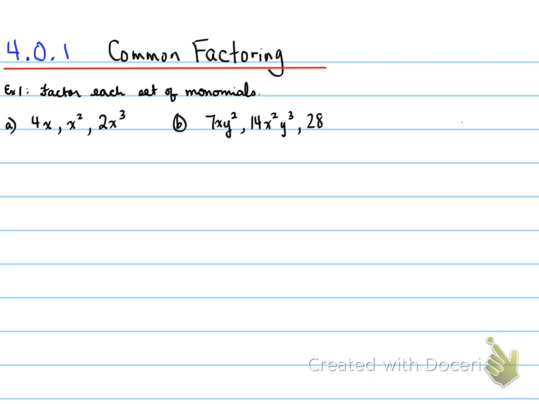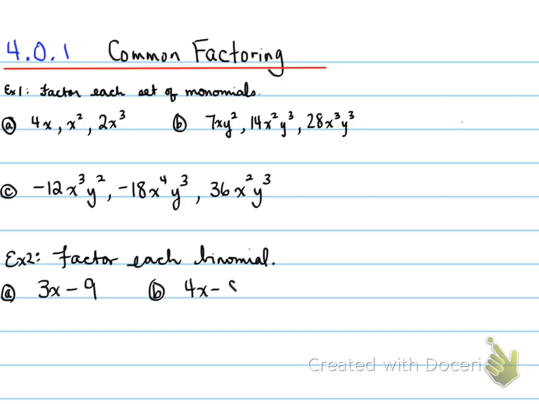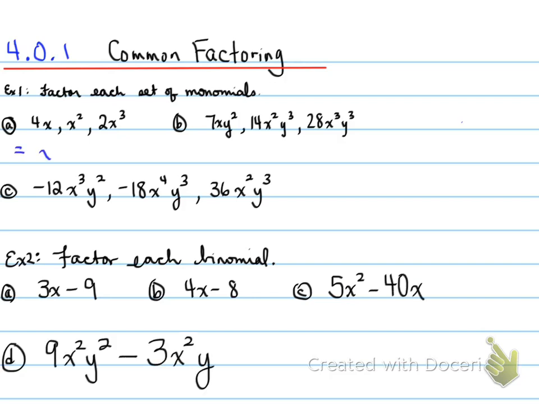So I'm going to give you a group of monomials, such as these. And with these monomials, what we have to do is find the factors. Okay, what will be the biggest number that I can take out of all of these? And then factor each binomial. We're going to look at binomials and be able to factor those as well. Okay, so here we go.